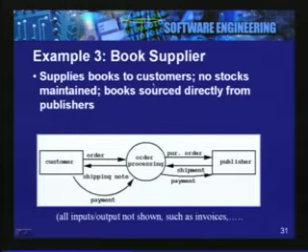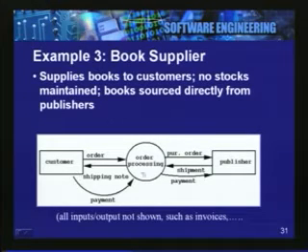He supplies books to customers. In fact, he does not keep any stocks. So, as he receives the orders, these orders are processed and they are sourced from different publishers and the orders are met. So, here is some kind of an agent who receives orders from customers and he fulfills those by directly sourcing the books from the publishers.